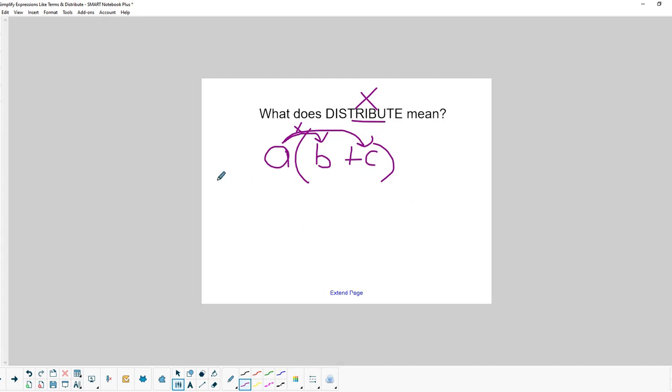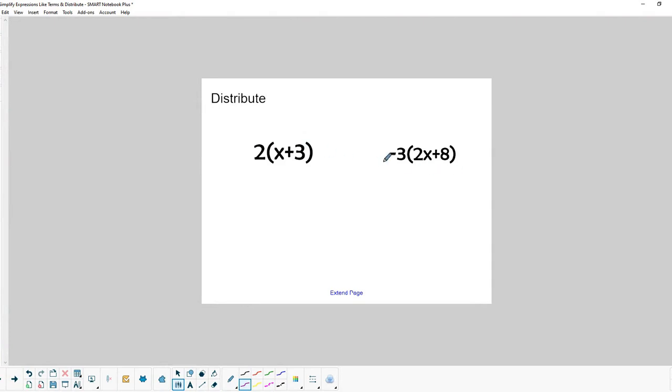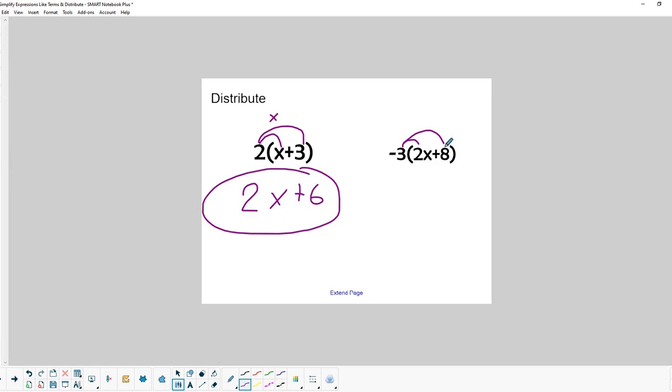And once we've done that, if there's any other terms in our expression and they're like terms, we can combine them and do the simplifying that we just practiced. So here's a couple of distributive properties problems. So let's take a look. We're going to go 2 times x and 2 times 3, which will give us 2x plus 6. Here we've got negative 3 times 2 and negative 3 times 8. So that would be negative 6x, and then negative 3 times 8 would be negative 24.